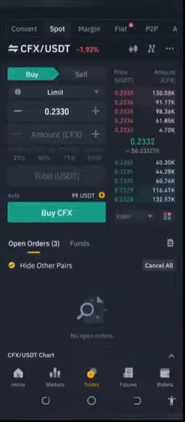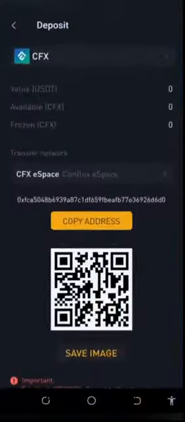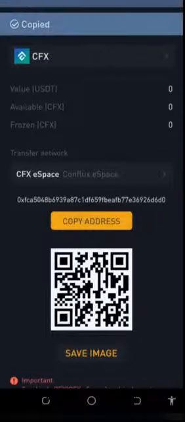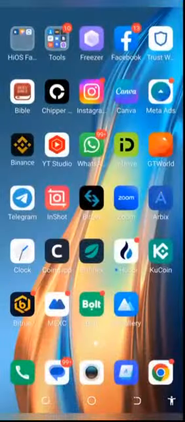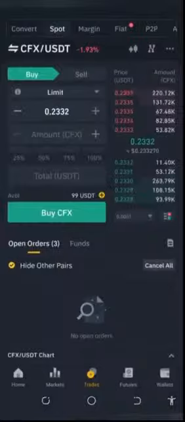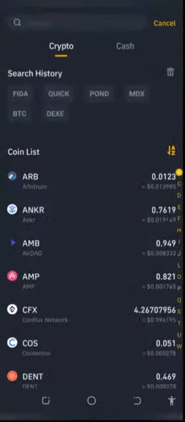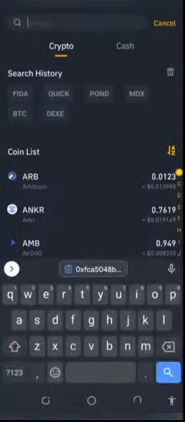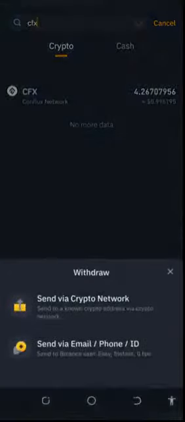Next, we have to go and get the withdrawal address. It's currently CFX e-space. So we're just testing this out. If this works, keep your fingers crossed. If this works, we're coming back to do this trade live. Okay, so let's copy it, and then we will go back and withdraw. So we check on our CFX. We just have 4.26.